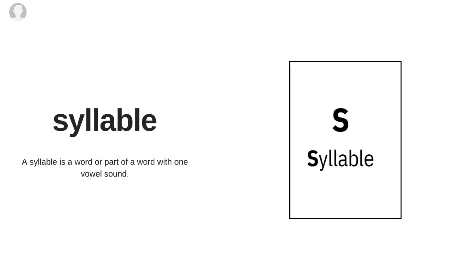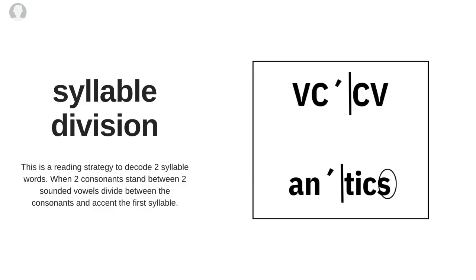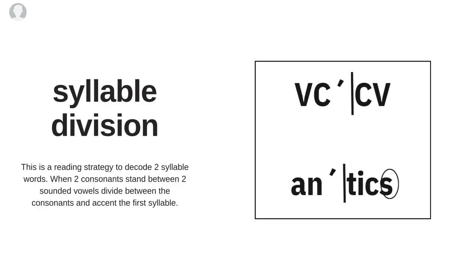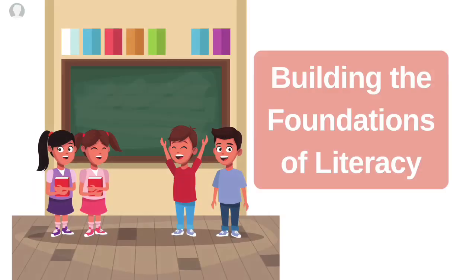Syllable. A syllable is a word or part of a word with one vowel sound. Syllable division. This is a reading strategy to decode two-syllable words. When two consonants stand between two sounded vowels, divide between the consonants and accent the first syllable. Vowels. When a sound is made with an open mouth and the sound is voiced, then the letter is a vowel. The vowels are A, E, I, O, U.